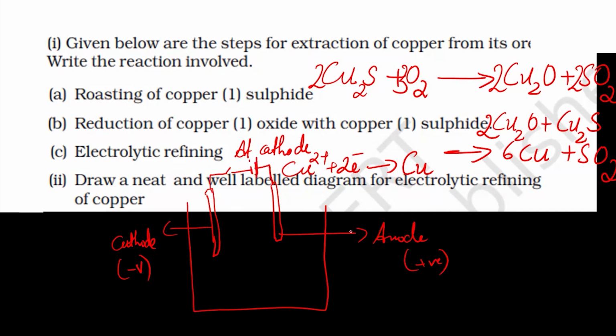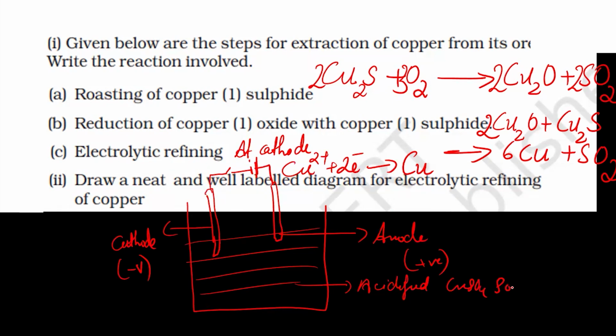Okay, and you have to take what? A solution of what? Acidified copper sulfate solution. Okay, at the bottom of the anode, you can see impurities. We call it anode mud.